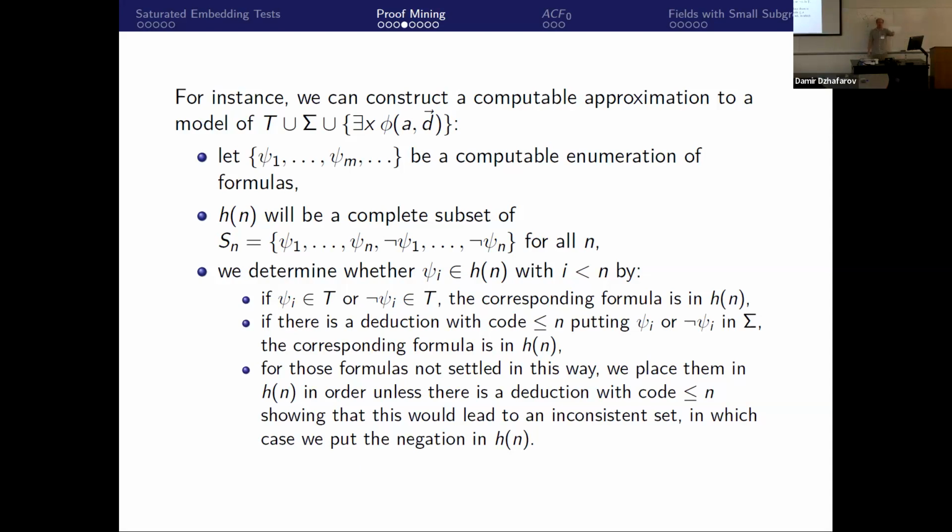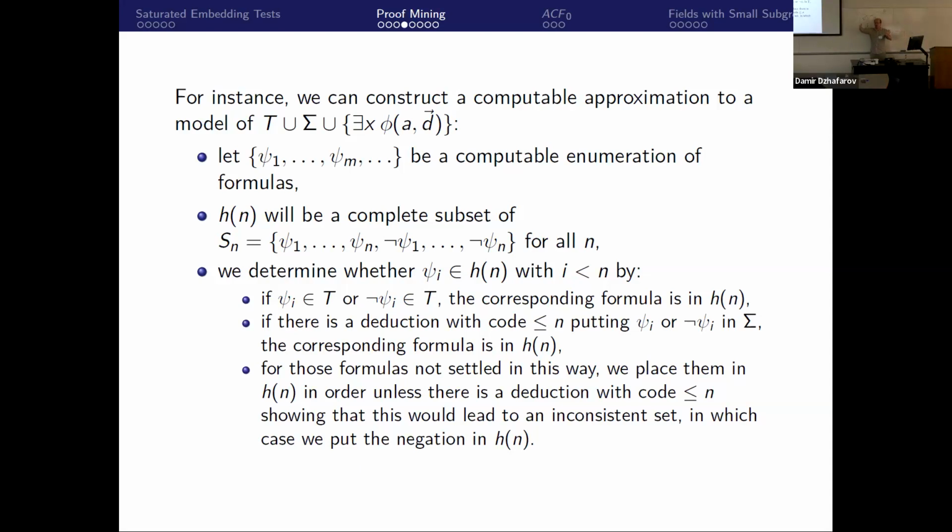So I look at psi1. And if psi1 hasn't been decided, I look for n steps for a proof of not psi1, for something that says I have to make psi1 false. And if I find that, of course I make not psi1 true. And if I don't find that, I put in psi1. And now I've committed to psi1 and I look at psi2.